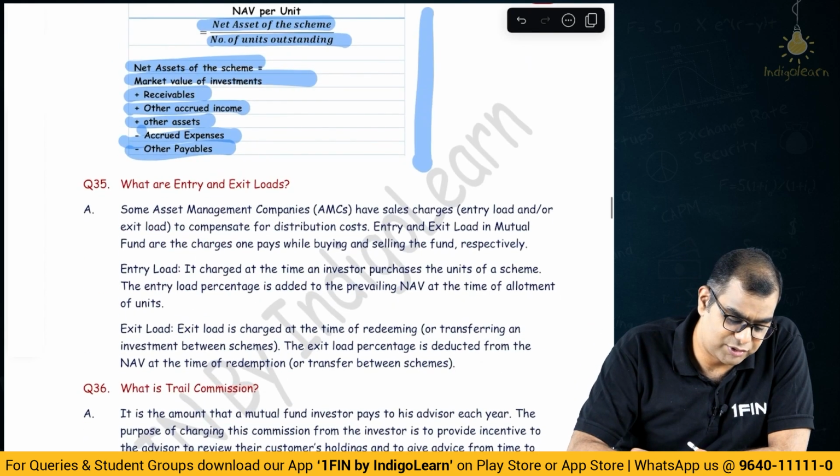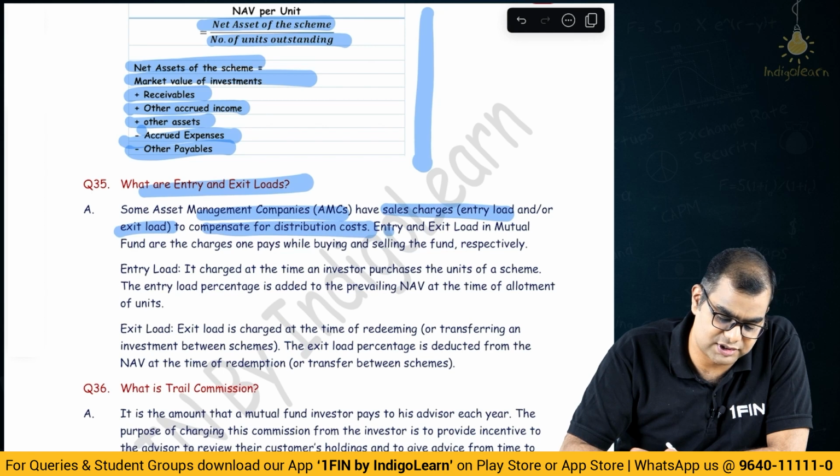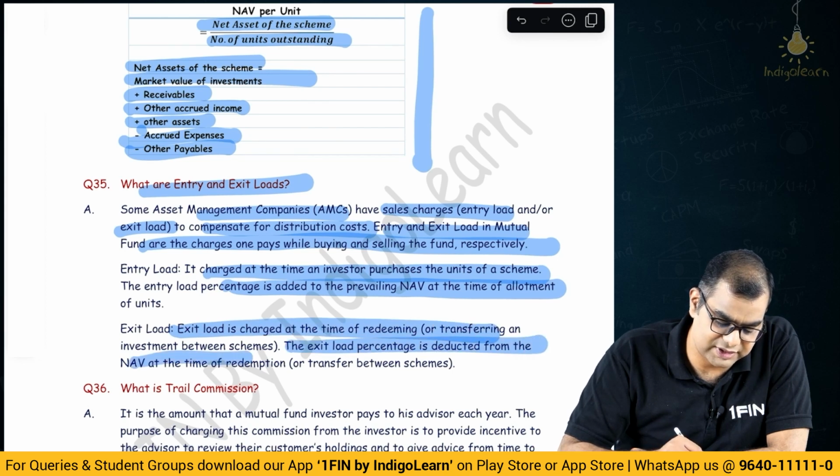Then you have something called entry and exit loads. What are these? Some asset management companies have sales charges, entry load or exit load, to compensate for distribution costs. Entry and exit loads in mutual funds are charges one pays while buying and selling the fund. Entry load is charged at the time an investor purchases units of a scheme. It is a percentage added to the prevailing NAV at the time of allotment. Exit load is charged at the time of redemption. The exit load is deducted from the NAV at the time of redemption.